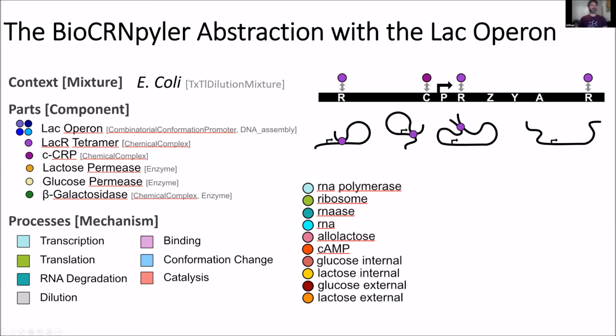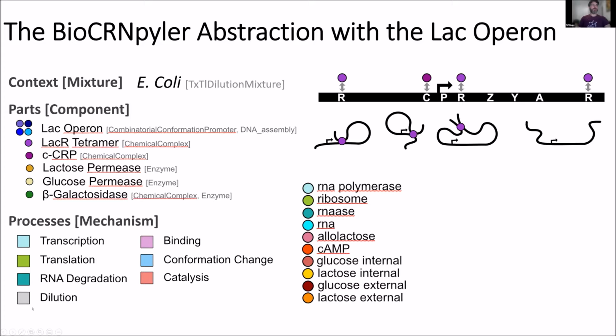And finally, this is about lactose and glucose. There are the enzymes that allow lactose and glucose to enter the cell, lactose permease and glucose permease, and they come with the different lactose and glucose species. You'll notice we also need more mechanisms with these: binding, conformation changes, and catalysis, which is how we're modeling transport. And beta-galactosidase is finally a metabolic enzyme encoded by the Lac Operon that catalyzes lactose into allolactose.